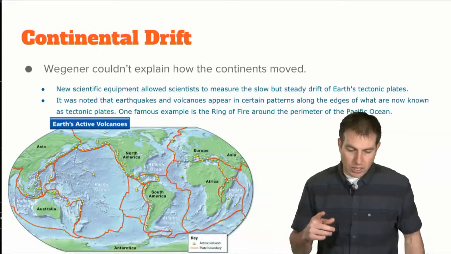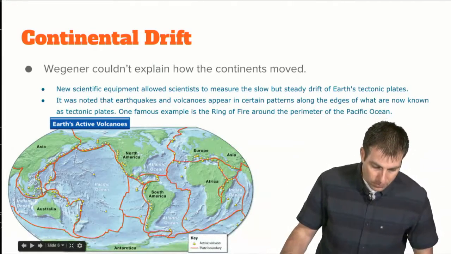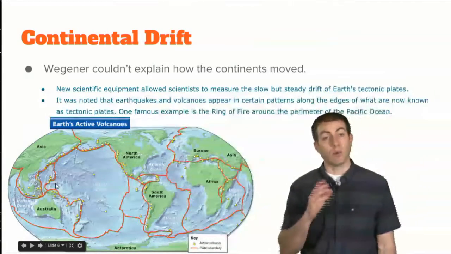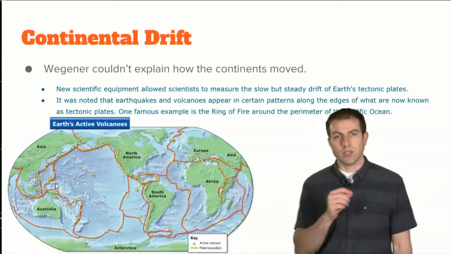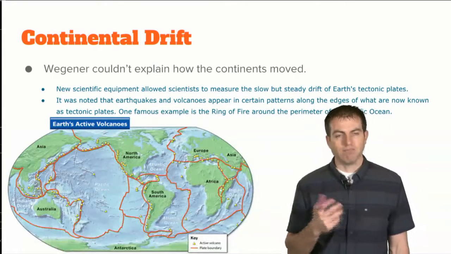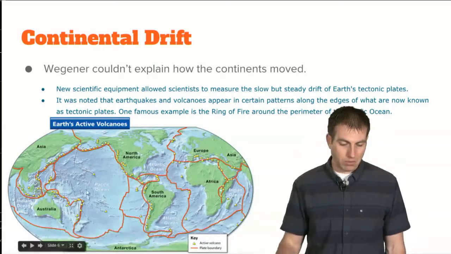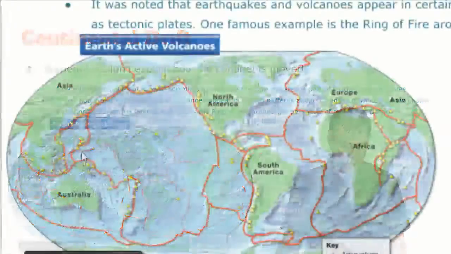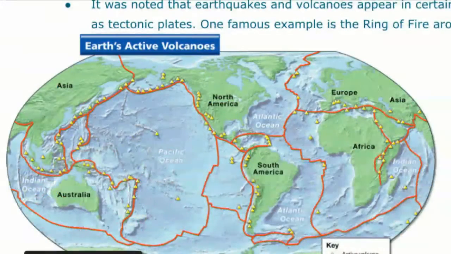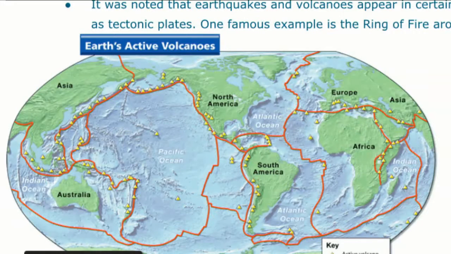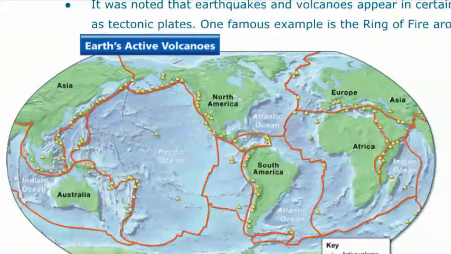So you can see the red lines and the yellow triangles. The triangles are where volcanoes are, and the red lines are where earthquakes happen, mainly. These are the main sources of earthquakes and the main volcanoes on the planet, and they all happen in these specific areas. So we started to develop better technology to record the earthquakes and where they're happening, and we'll talk about that more a little bit later next week.